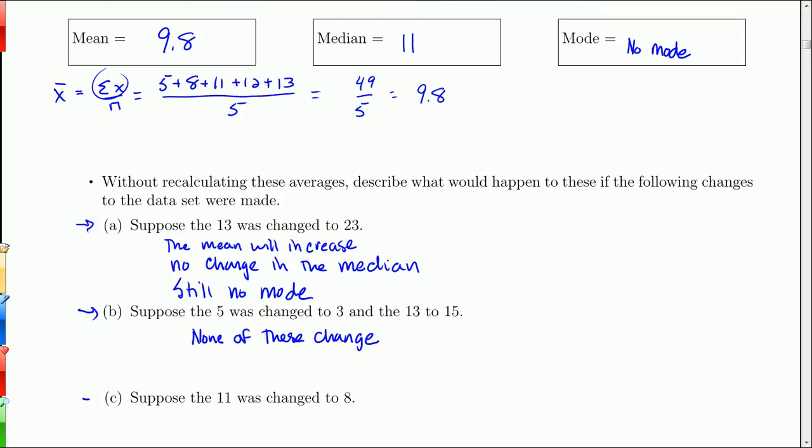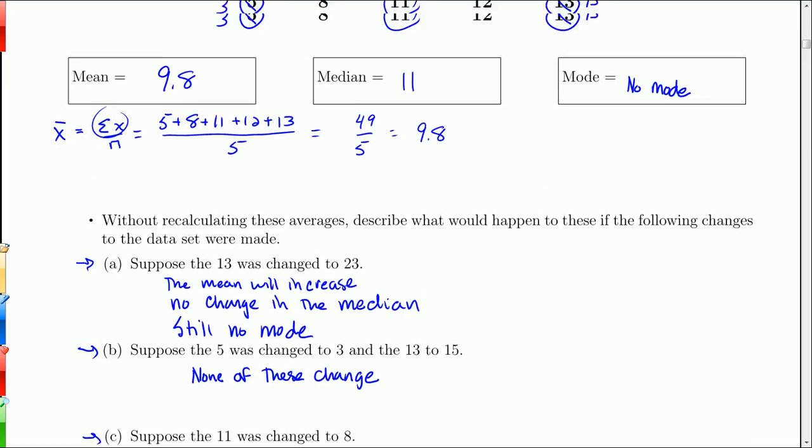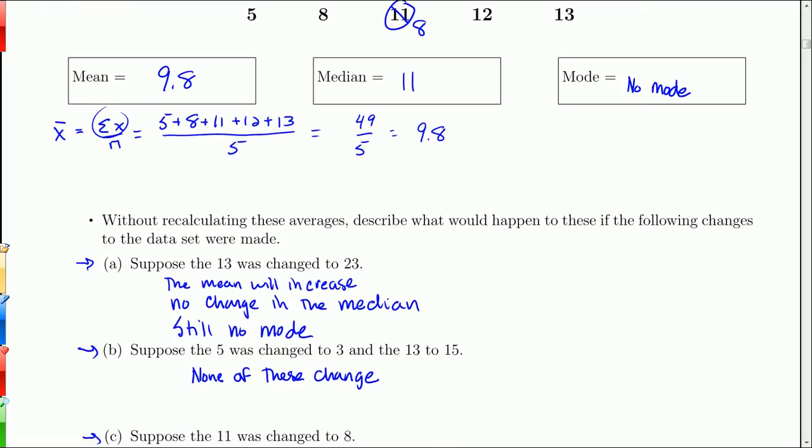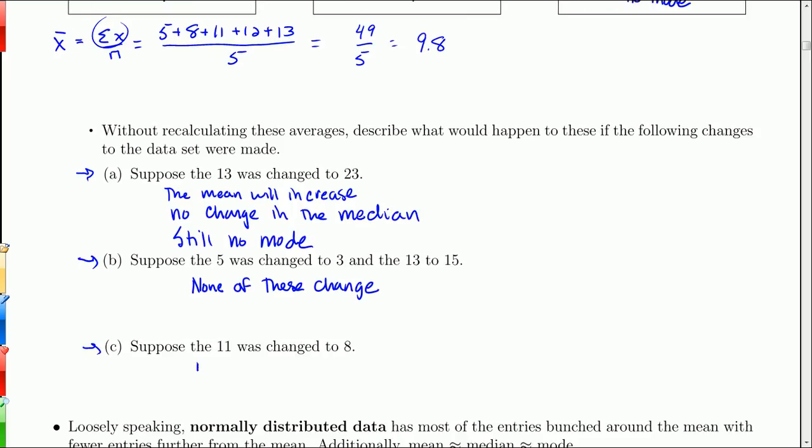And for C, suppose the 11 was changed to an 8. So I'll go back to my original set here. Suppose my 11 was now an 8. Well, one thing we're sure, the mean will go down, because the sum of the terms will be smaller. So the mean decreases.